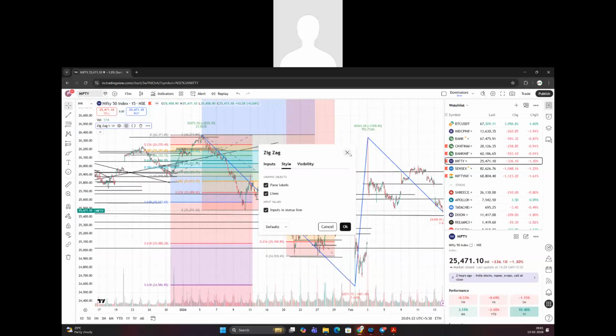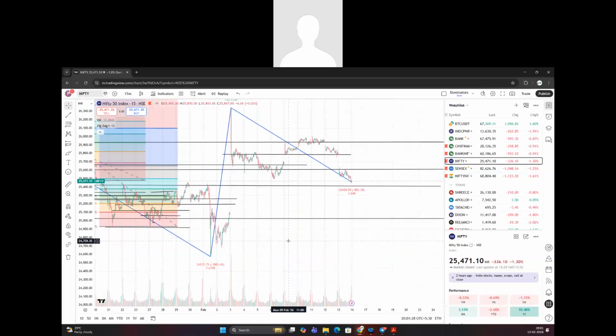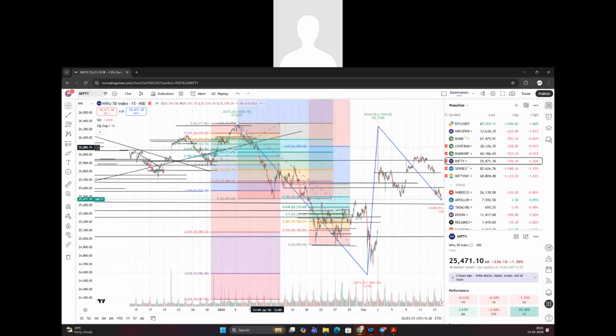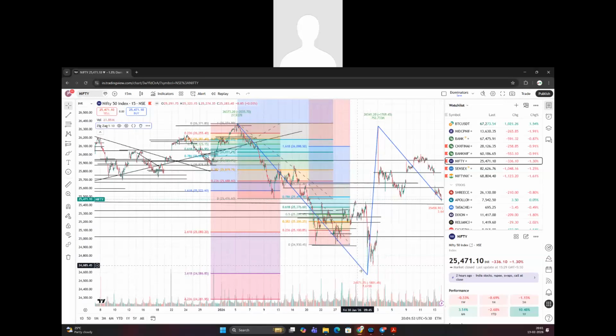So how this actually works is that the standard deviation from high of 26,382 to 24,582. So the percentage here, this one, price deviation for reversal 5%. It's going to take a reversal from here. If it is more than 5%, more than 5% will come up to this level, somewhere here.